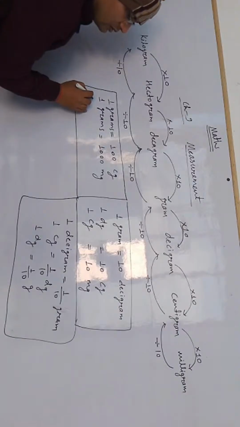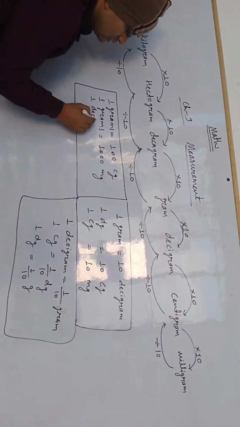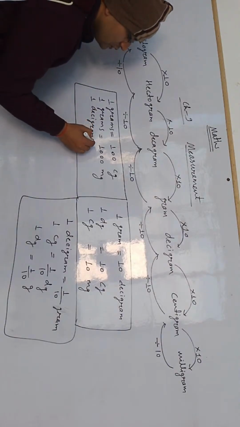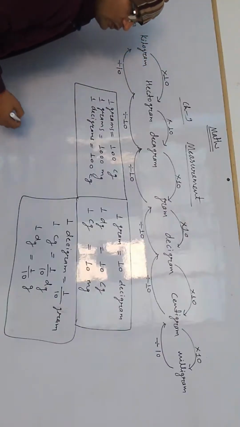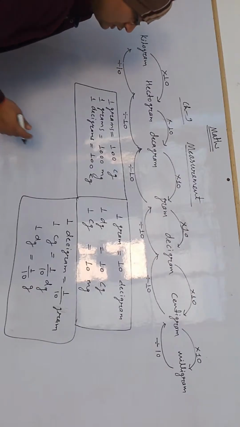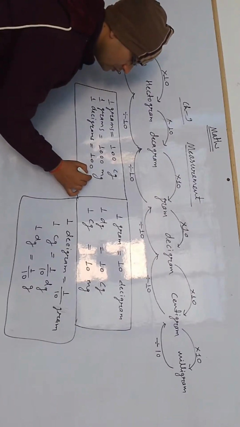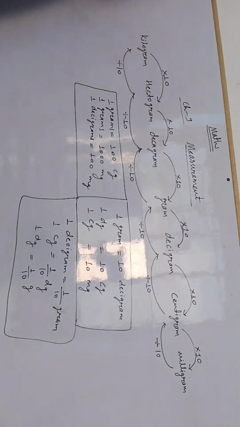And 1 decigram is equal to 100 milligram. Okay, 1 decigram is equal to 100 milligram. 1 gram is equal to 1000 milligram, but 1 decigram is equal to 100 milligram.